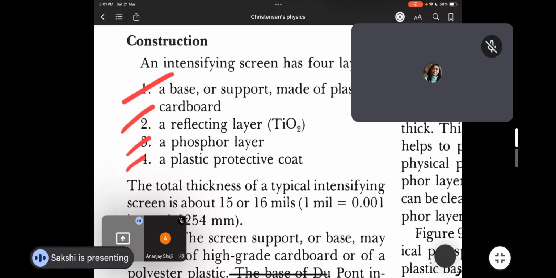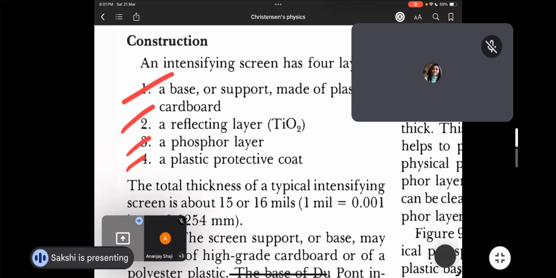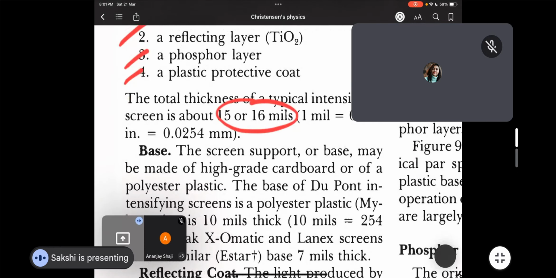So basically the construction will have the base, the support system, on which you will paint the emulsion. So there will be a plastic kind of substance, or maybe cardboard type of substance, on which you will paint the emulsion on both the sides. There will be a reflecting layer, a phosphor layer, and a plastic protective coat, so that the emulsion layer doesn't get any scratch. So a plastic coat should be there. Total thickness they have mentioned is around 15 to 60 mils.